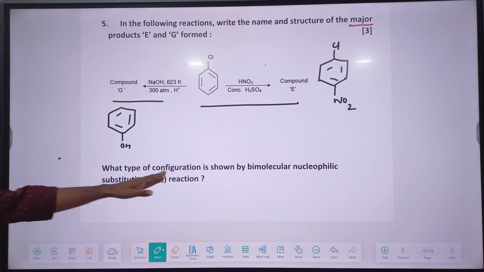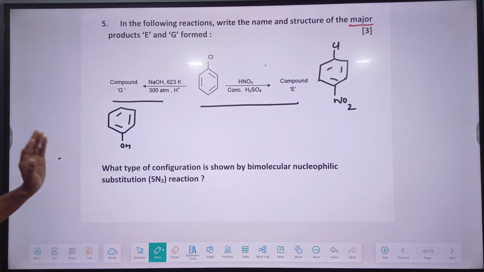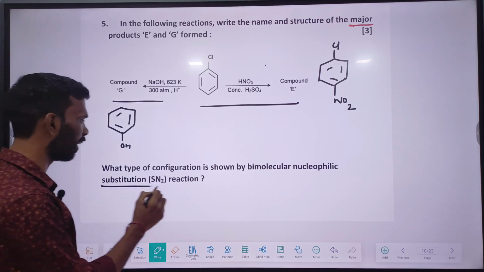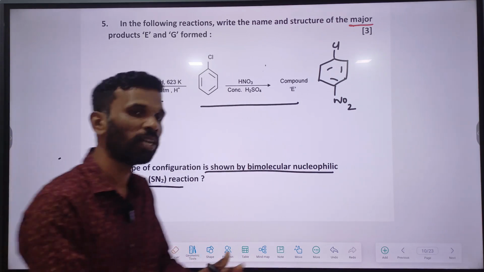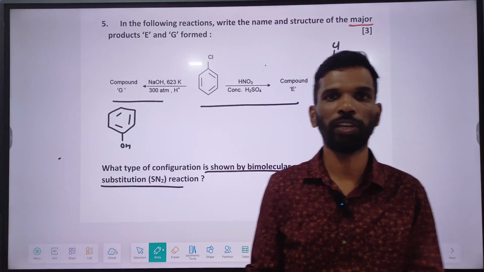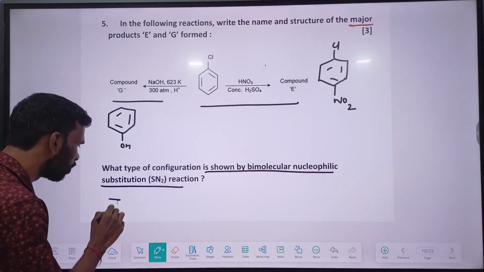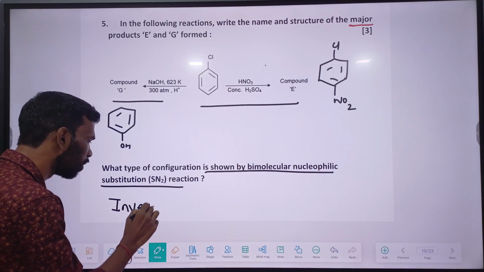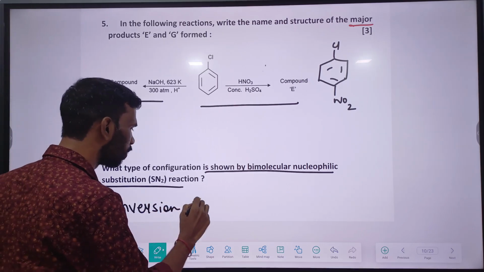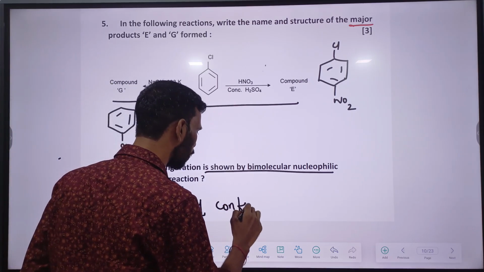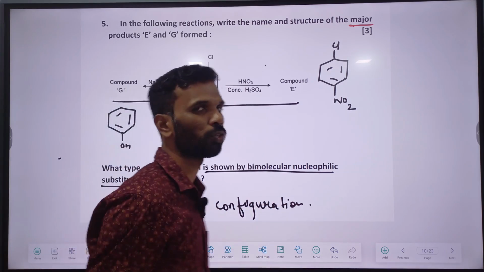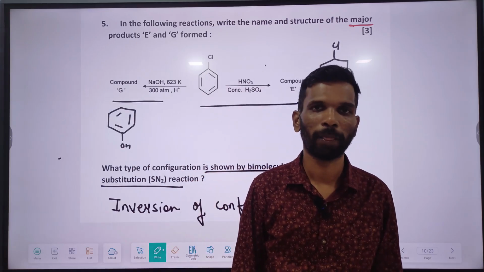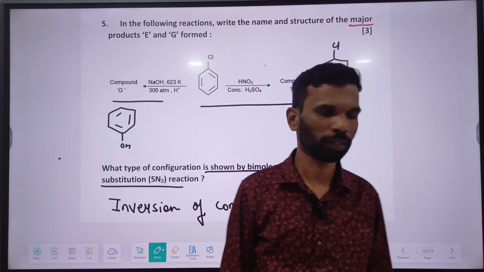What type of configuration? Okay, second type of question. What type of configuration is shown by the bimolecular nucleophilic SN2 reaction? SN2 means bi. So it is just what happens over there. We had understood these differences. Basically, it is inversion of the configuration. You can write this. Inversion of configuration. The configuration of the structure changes after substitution of the nucleophile on the haloalkane. Right?